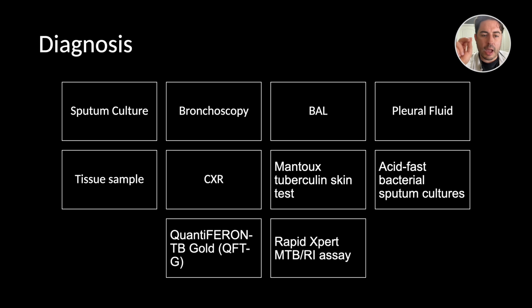So we can get the Mantoux tuberculin skin test, and that's the PPD that we're used to getting. That's us getting our shot in the forearm and having that read after 48 to 72 hours. We can do what's called an acid-fast bacillus sputum culture. That's where we are evaluating the actual sputum that the patient can produce. QuantiFERON-TB Gold, this is a blood test. And then we have the Rapid Xpert MTB/RIF assay, and we have the Xpert Ultra. So a couple more diagnostics that are specific to TB.